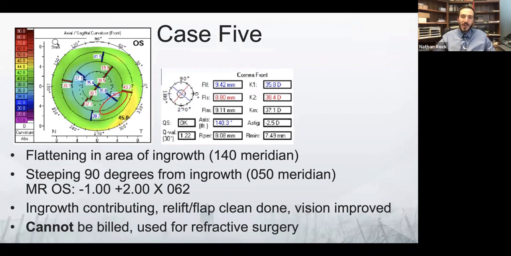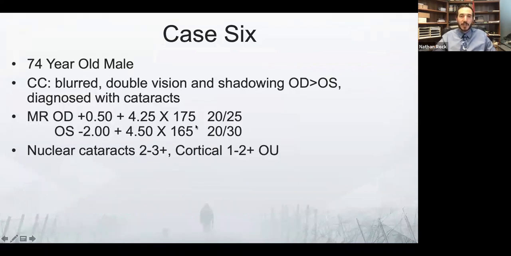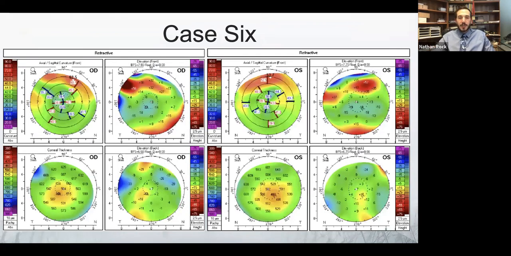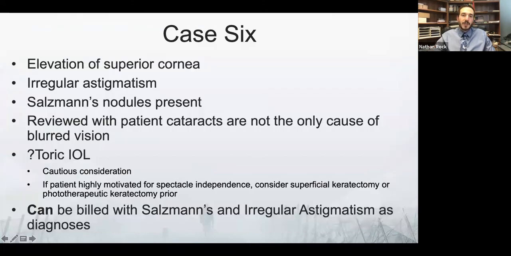And then I have one more case, and then we'll take any other questions. A 74-year-old male with blurred, double vision and shadowing in the right eye greater than the left, diagnosed with cataracts. They had a significant amount of astigmatism. Ultimately, these are the maps showing a significant elevation of the superior cornea, which is somewhat the opposite of keratoconus, but just a very non-specific type of irregularity. This is very classic for Salzmann's nodular degeneration, showing that elevation of the superior cornea and induction of irregular astigmatism.